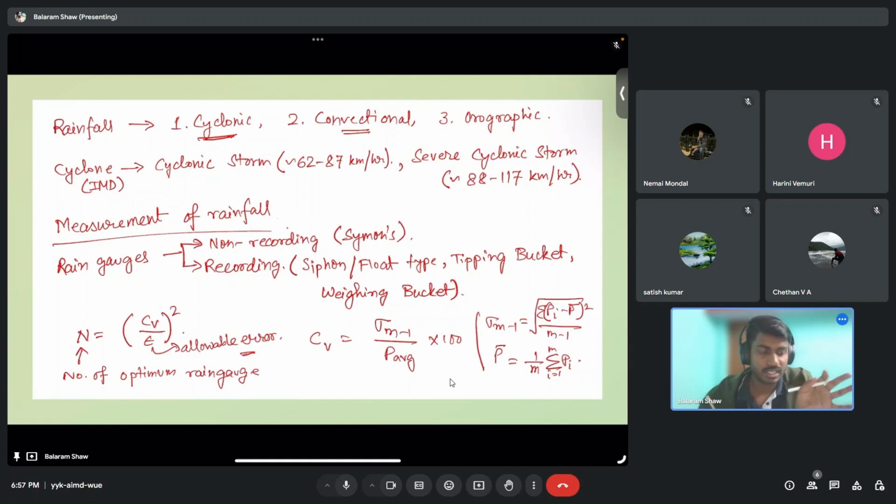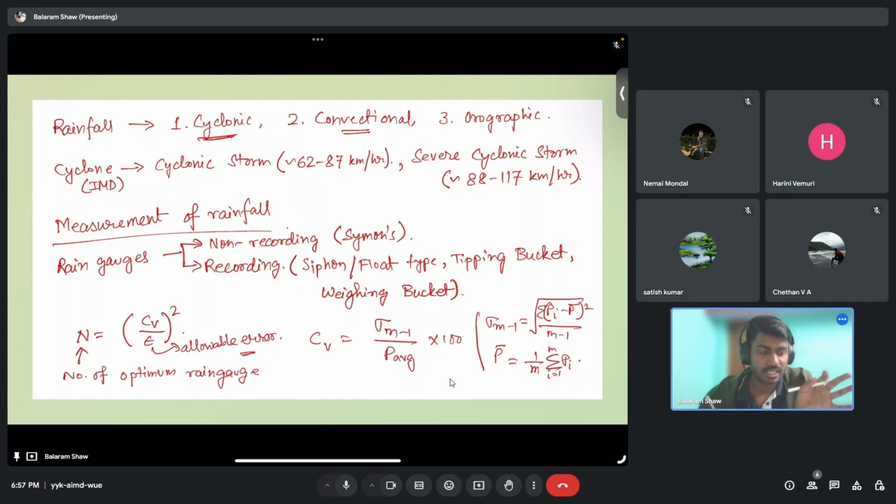Next question is, rain gauge density is defined as the ratio of... So what is the rain gauge density? Rain gauge density is how dense the rain gauge network is in one area. So rain gauge density is defined as the ratio of total area of the catchment to the total area of rain gauges that is present in the catchment. Okay.